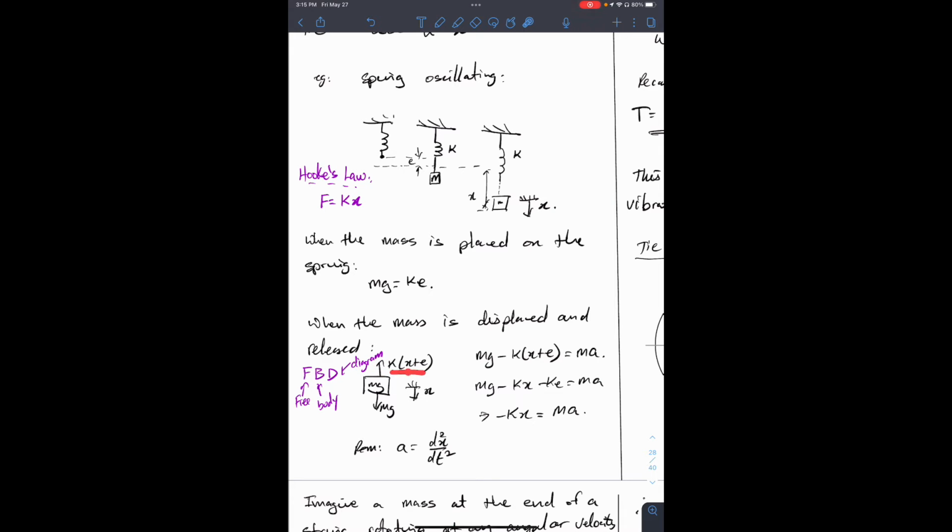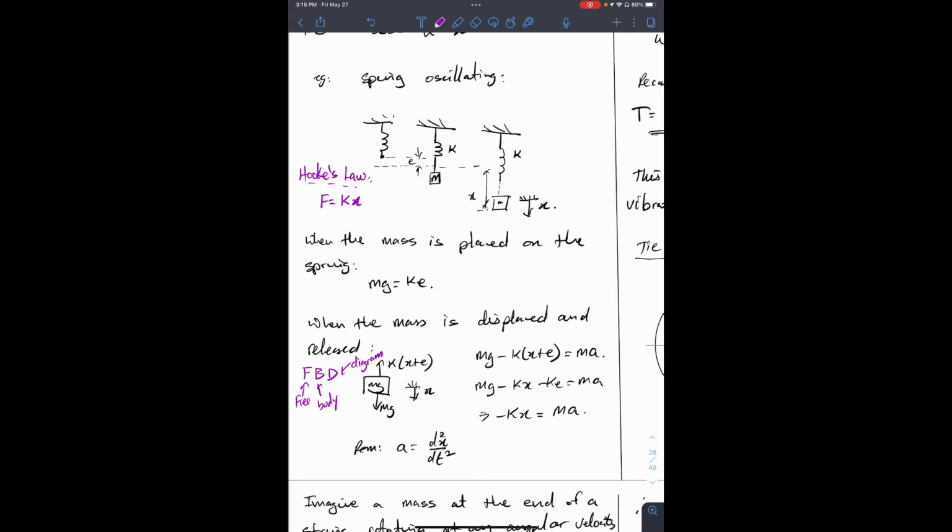We're using Hooke's law again here, so it will be F equals kx. In this case, x will be x plus e, because remember it has x here, and then you have a little extra distance here, e. So it will be this plus this. That's the force that's pulling up. The force that's acting down is your weight, your gravity, which is mass times g.